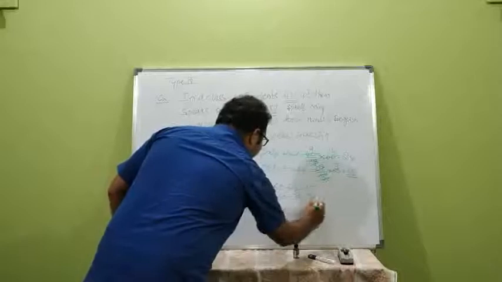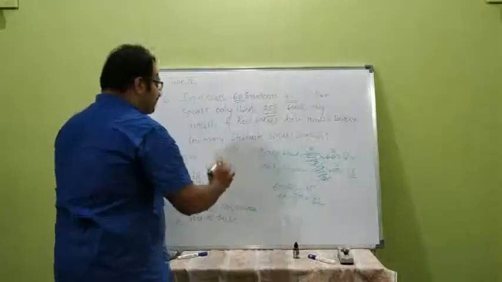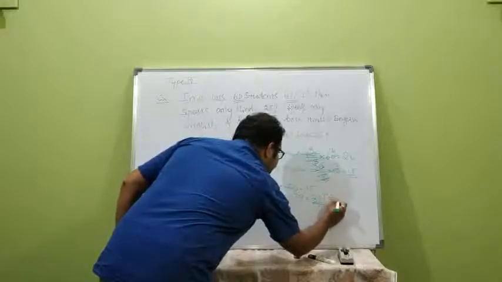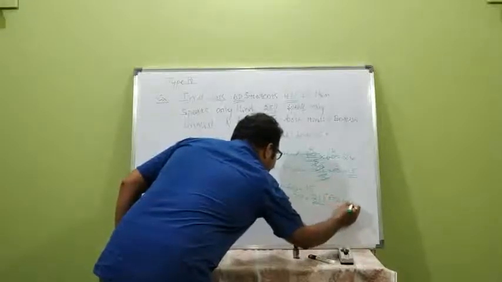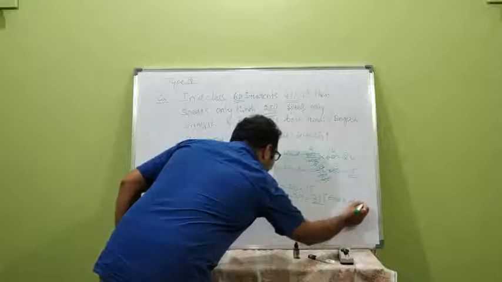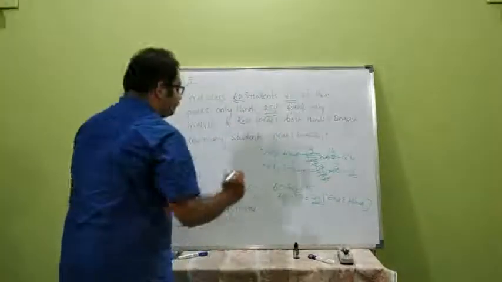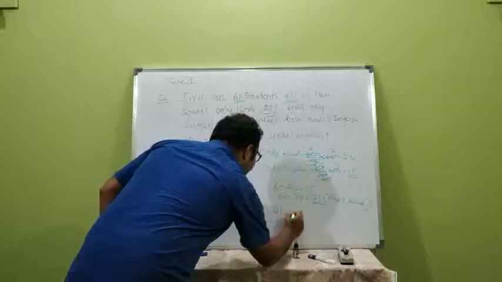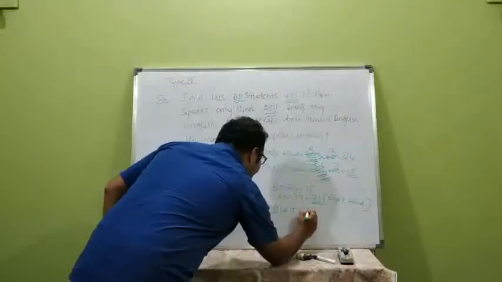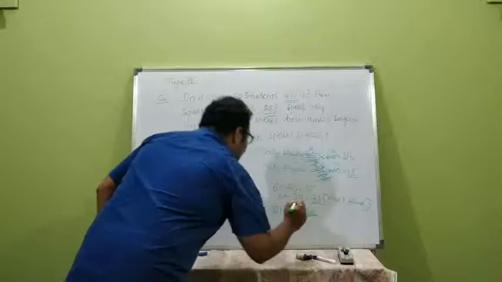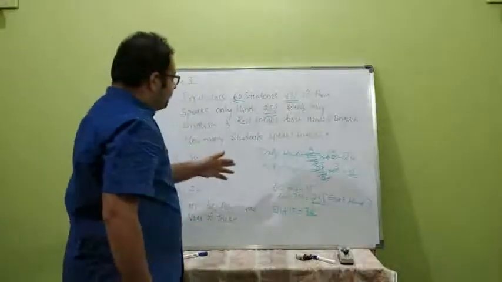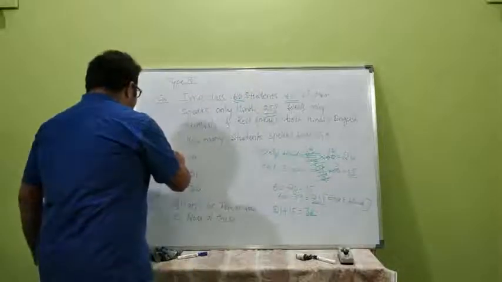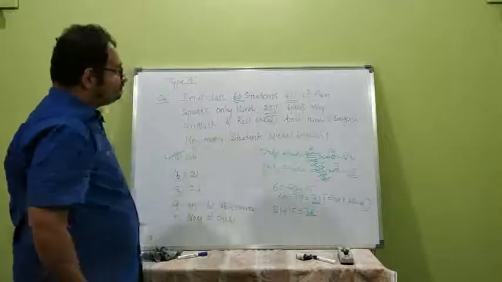Those who speak both languages, English as well as Hindi, are 21. 21 plus 15 is 36. So both languages include English speakers also. So 36 is the answer.